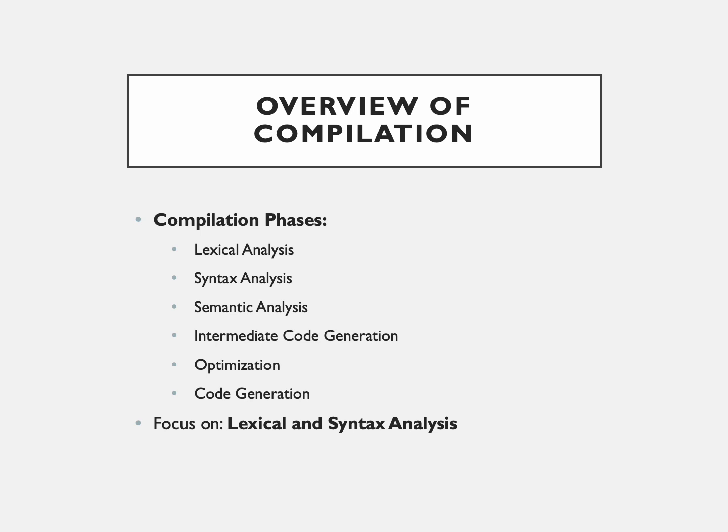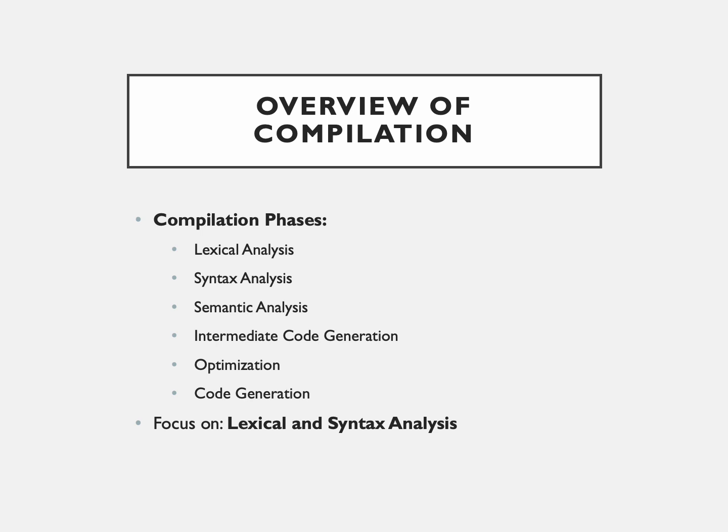First is lexical analysis. This is the first phase, where the source code is broken down into tokens, the smallest units of meaning in programming. Second, we have syntax analysis. Here, the tokens are analyzed to check whether they follow the grammatical structure of the programming language. Then we have semantic analysis. This phase ensures the code is meaningful, verifying that operations and types align logically.